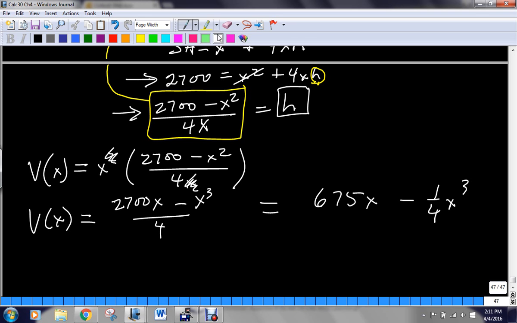This is quotient rule, but you get the same answer as if you do just the product and the sum-difference rule here. Whatever's easiest. I would probably tend towards this, but you don't have to do that extra step if you don't want to.